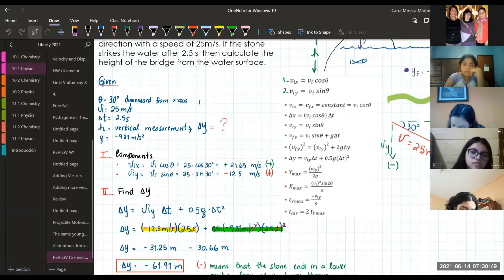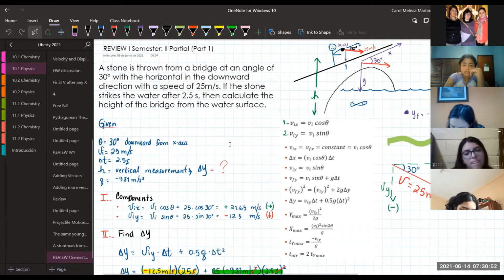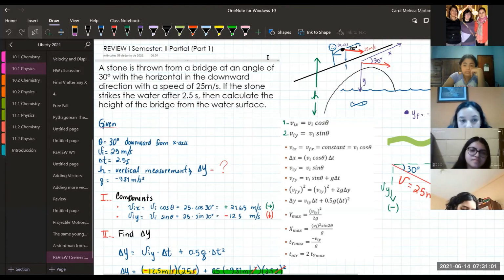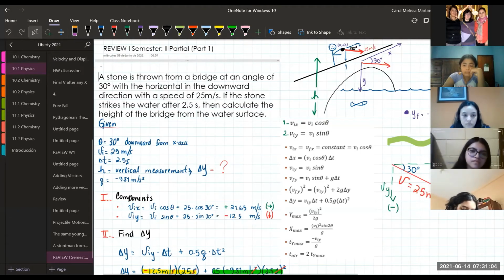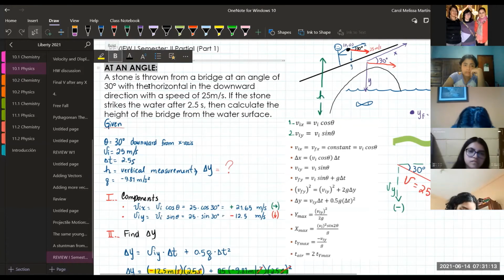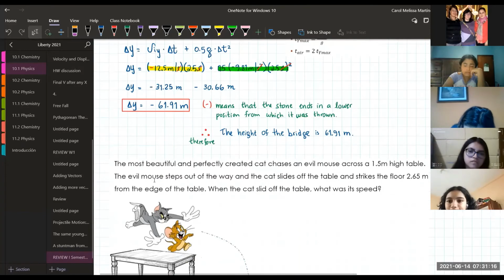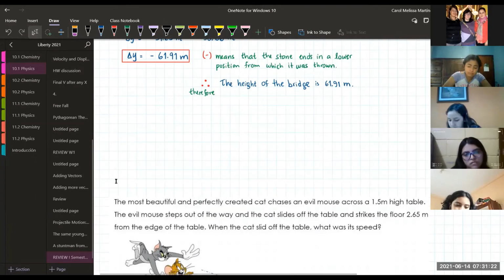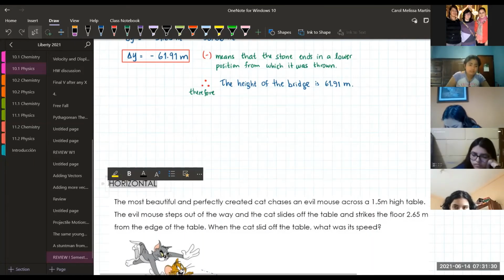So as you can see, it was only a two-step problem. The drawing was more difficult than the procedure itself. So that's it for this kind of topic. Remember, this is projectile motion at an angle. I'm going to write it here since I can forget. At an angle. Now this is projectile motion, horizontal projectile motion. Okay.